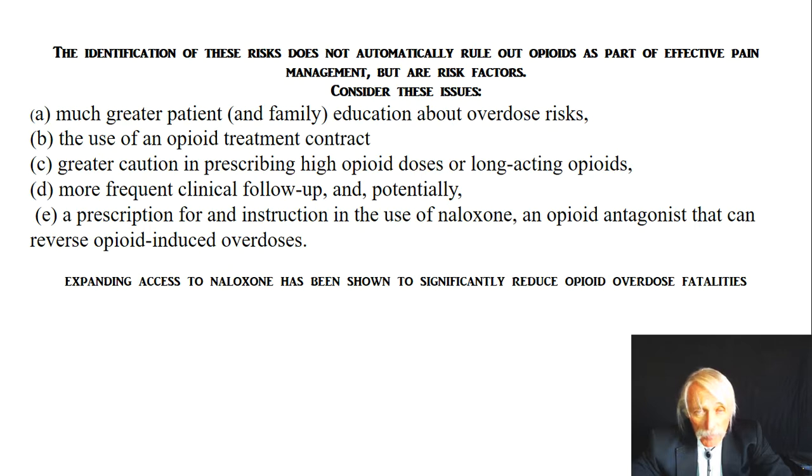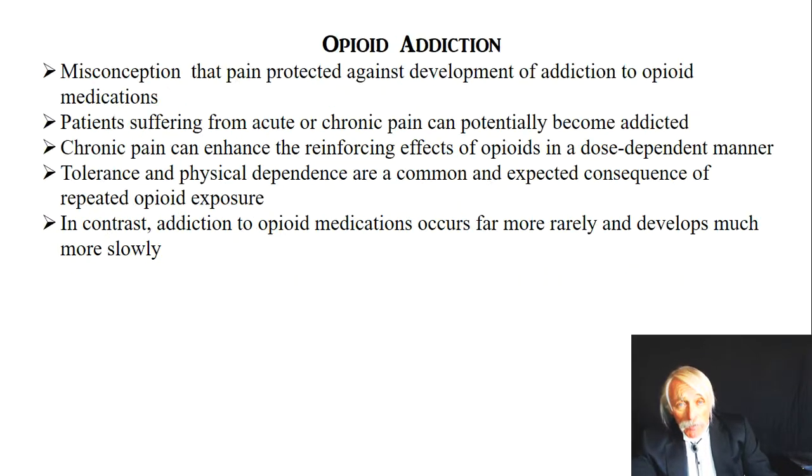So expanding access to naloxone is one of the things brought up in this 2018 Annual Review of Medicine. And they're saying it has been shown to significantly reduce opioid overdose fatality. That's something that if clinicians have not been considering, it might be something to consider. It's a recommendation that looks like it came from that review article. Now, what about addiction itself?